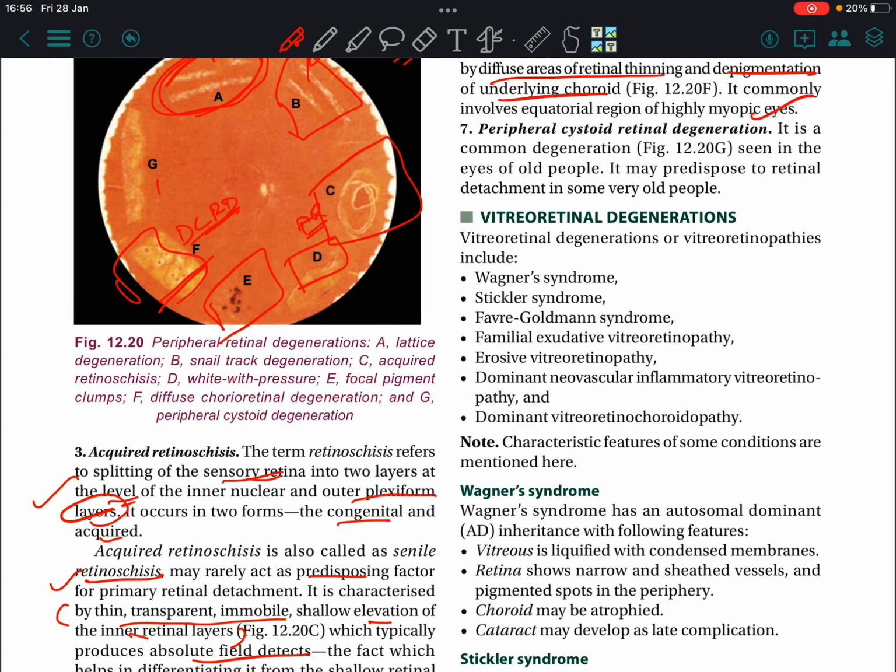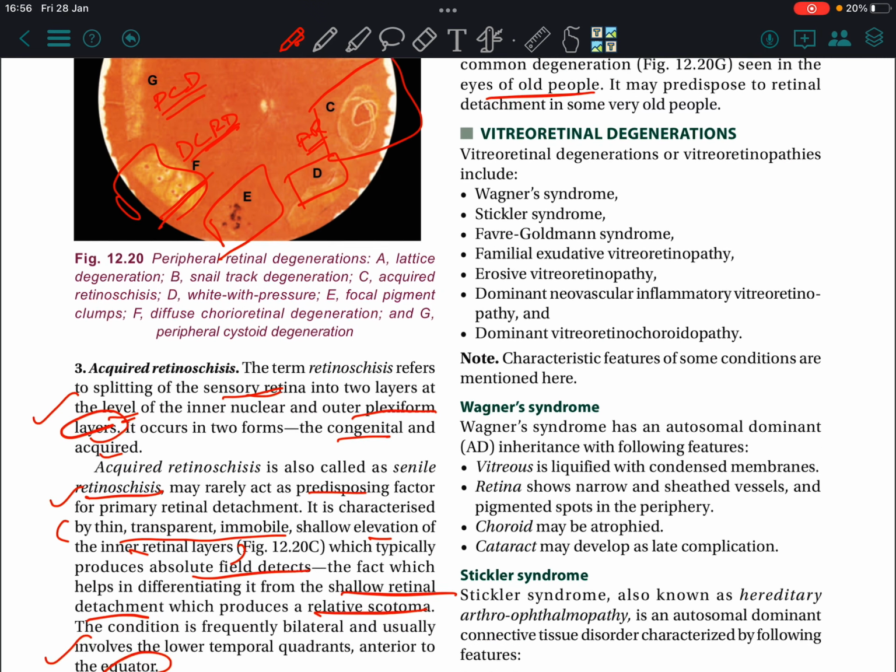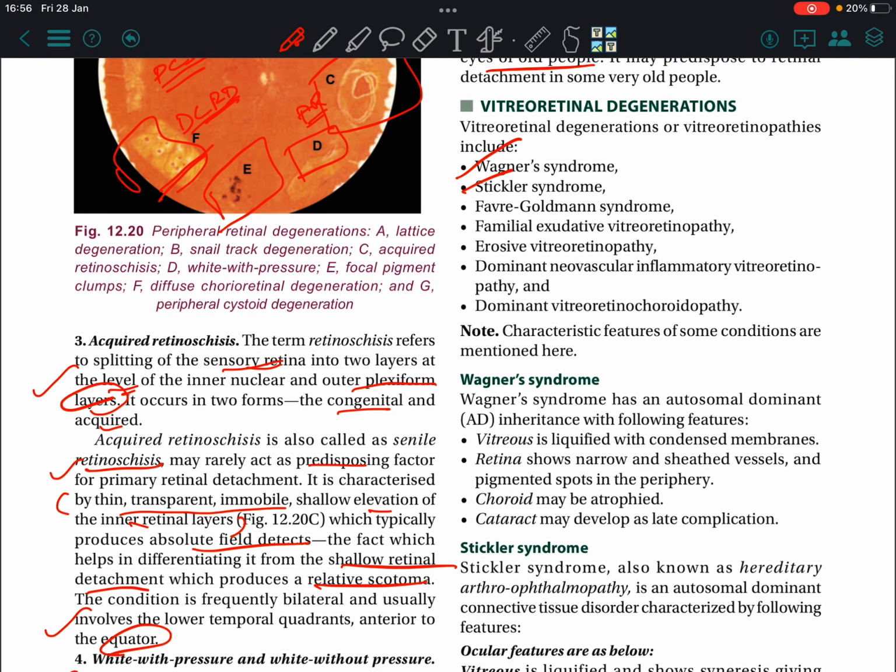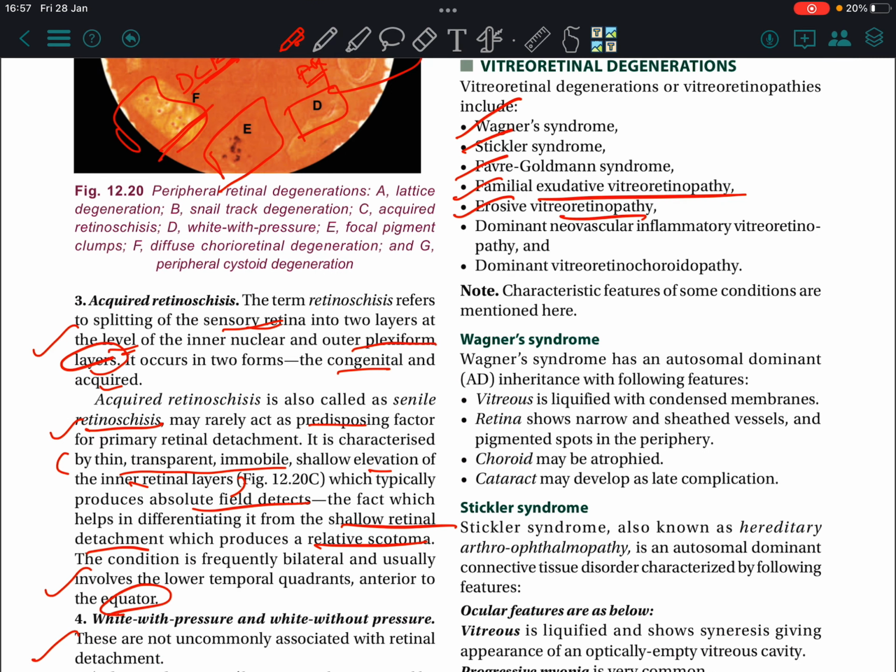Peripheral cystoid degeneration is seen in the eyes of old people. Vitreoretinal degenerations include Wagner, Stickler, Favre-Goldmann, familial exudative vitreoretinopathy, erosive vitreoretinopathy, dominant neovascular inflammatory vitreoretinopathy, and dominant vitreoretinochoroidopathy.